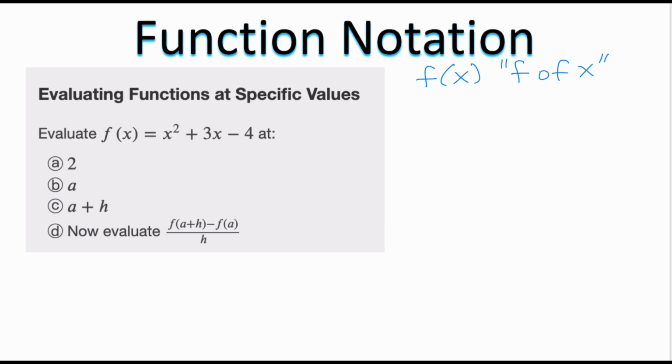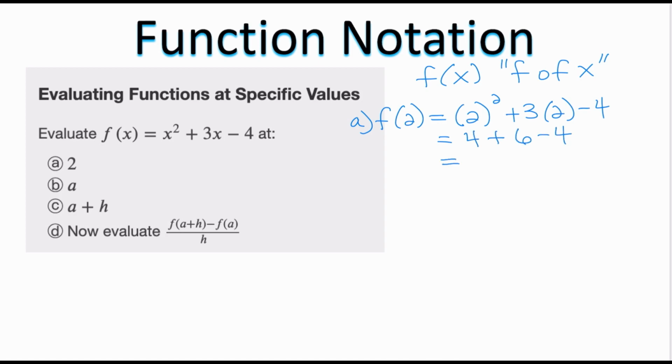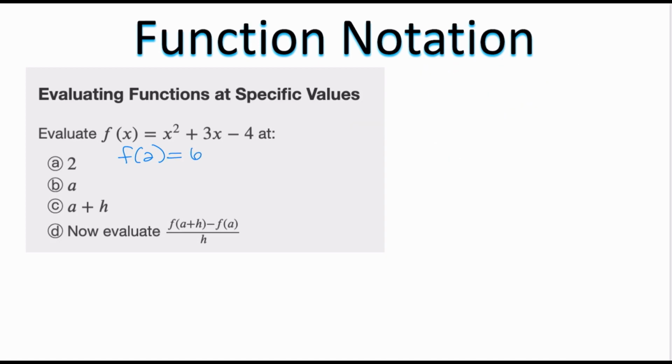For part A, it says evaluate f of 2. So when we have to find f of 2, that means you're going to take the equation they give you, and every time you see an x, you're going to substitute a 2 in its place, and then simplify. So 2 squared is 4, 3 times 2 is 6, so 4 plus 6 is 10, and 10 minus 4 is 6. This means that f of 2 is equal to 6. Let's go ahead and try part B.